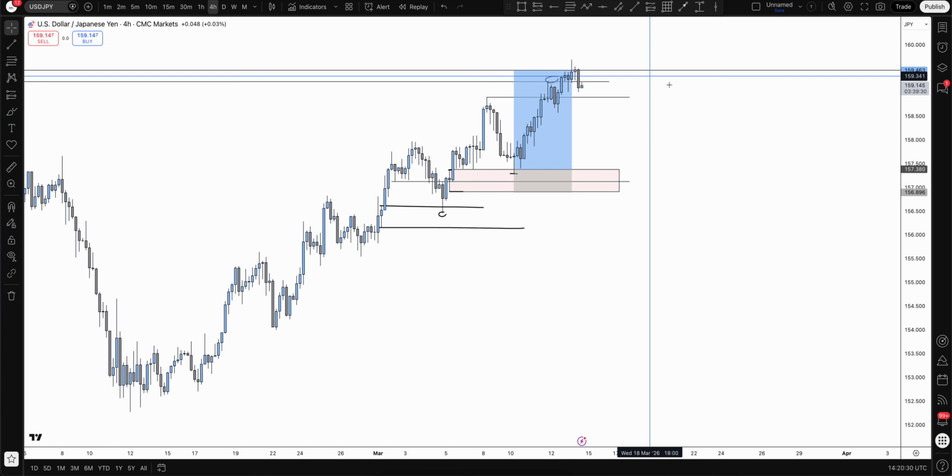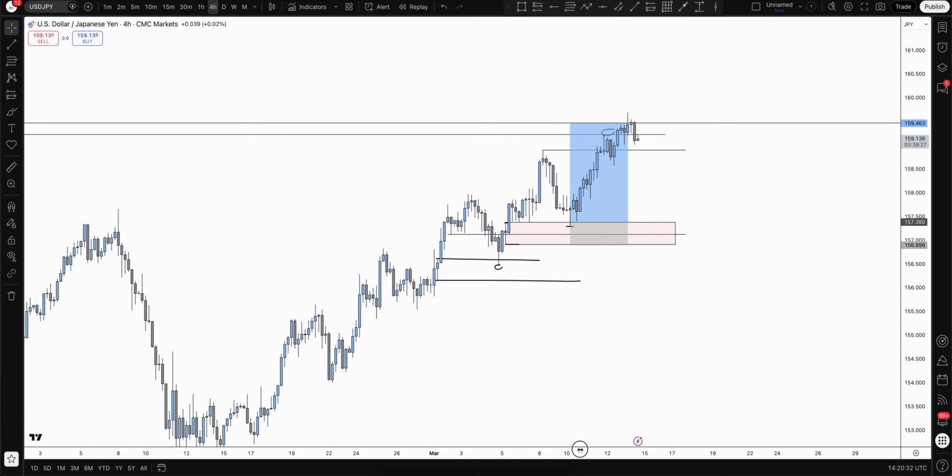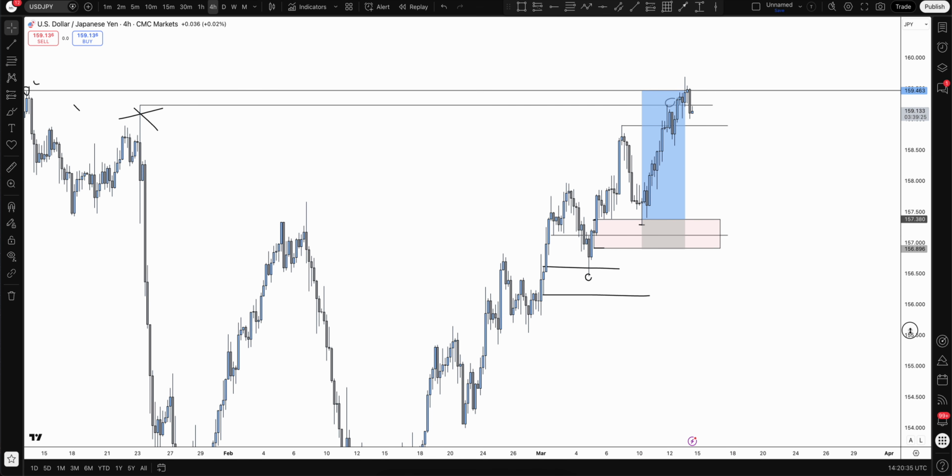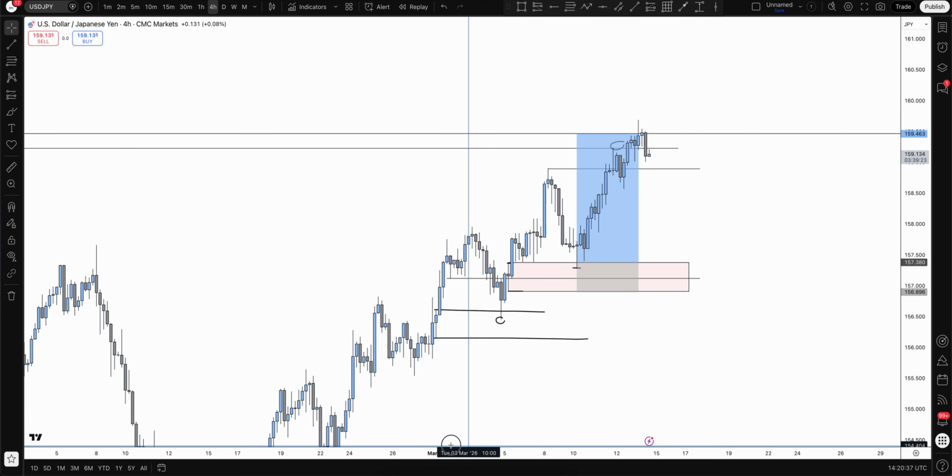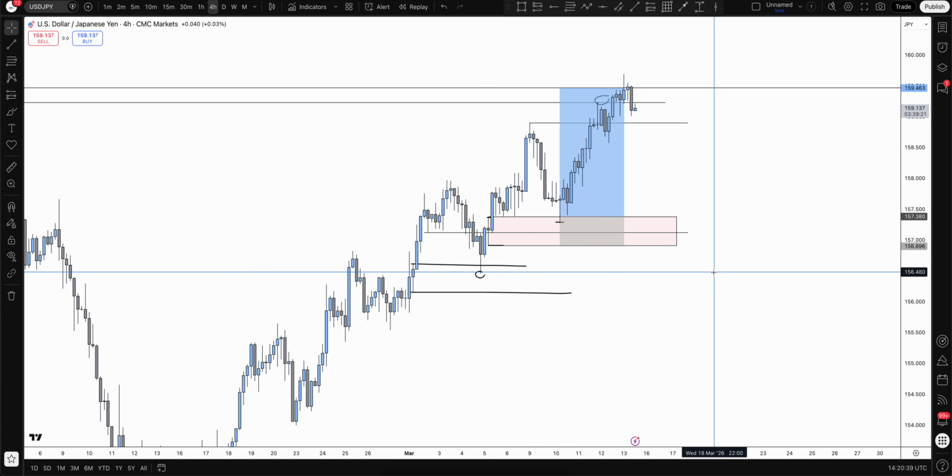The last one, the easiest trade in the entire universe, was USDJPY. Now, if you trade USDJPY and you didn't get this trade this week, then I've got news for you.